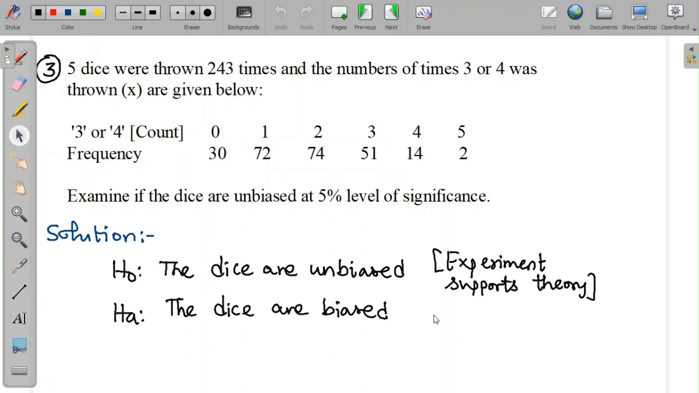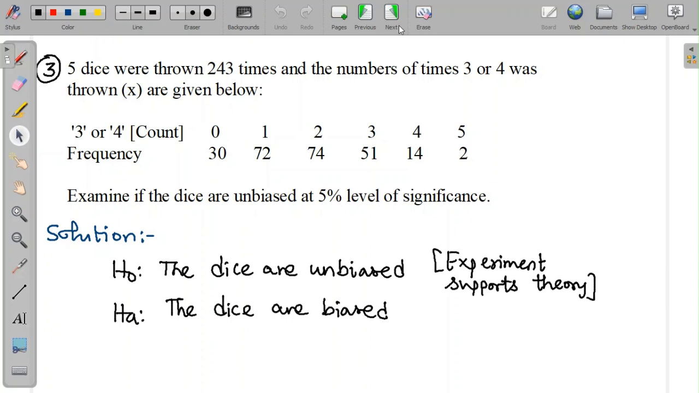So, as usual, the null hypothesis will be that the dice are unbiased or the experiment will support the theory. And the alternate hypothesis will say that the dice are biased. What do you mean when you say the dice are unbiased? All 6 numbers have an equal probability of showing up. The probability should be 1/6 for each of the numbers 1 through 6.